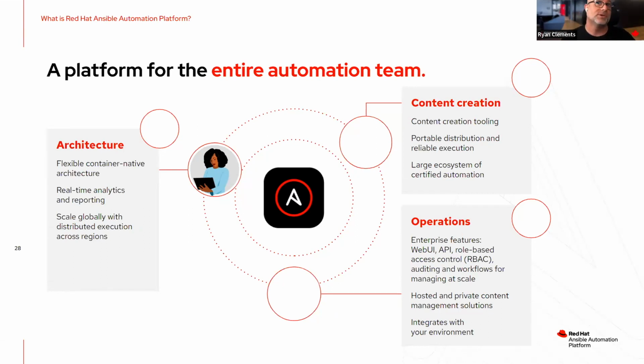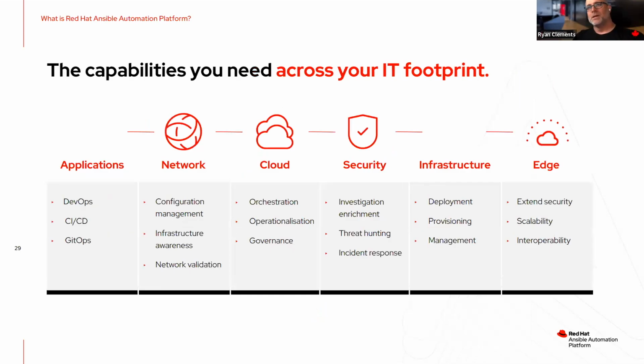And operations use the automation platform to configure automation, execution, etc. They ensure the platform's availability and uptime, integration with external systems, and that overall platform health is operating correctly. Scaling, and so we all need to scale. No matter what we are looking at here, all the capabilities across all of your IT footprint are handled within Ansible Automation Platform. You can see some of it on the screen here: applications, networks, cloud, security, infrastructure, edge. We have it all, so anything that you're looking to automate.